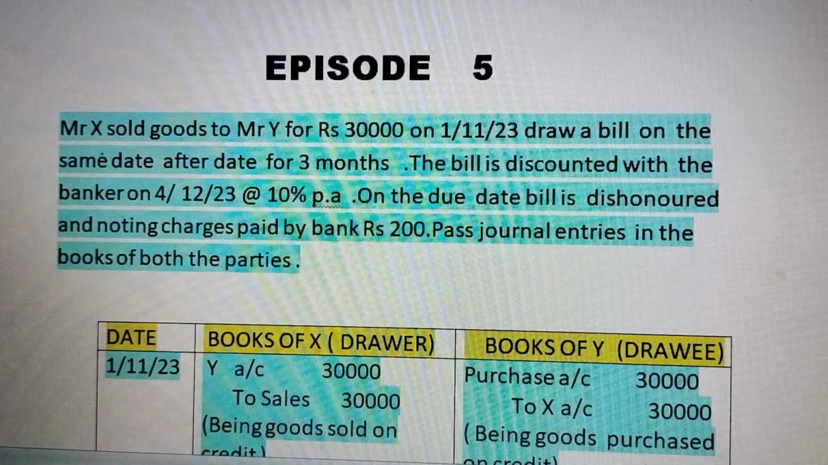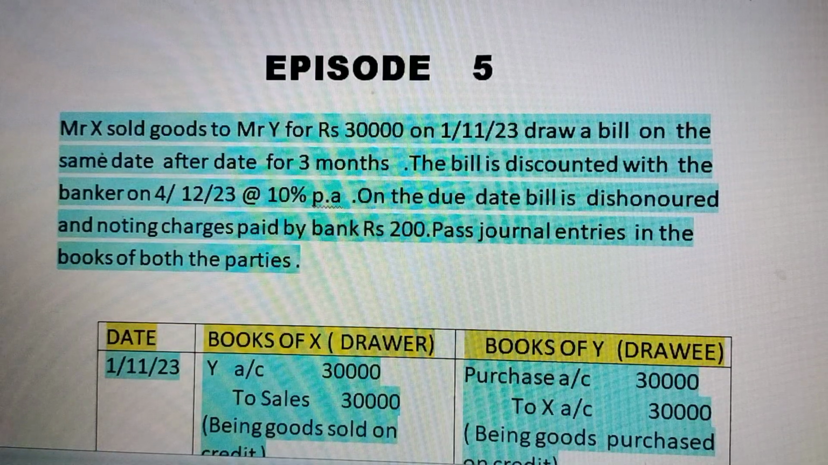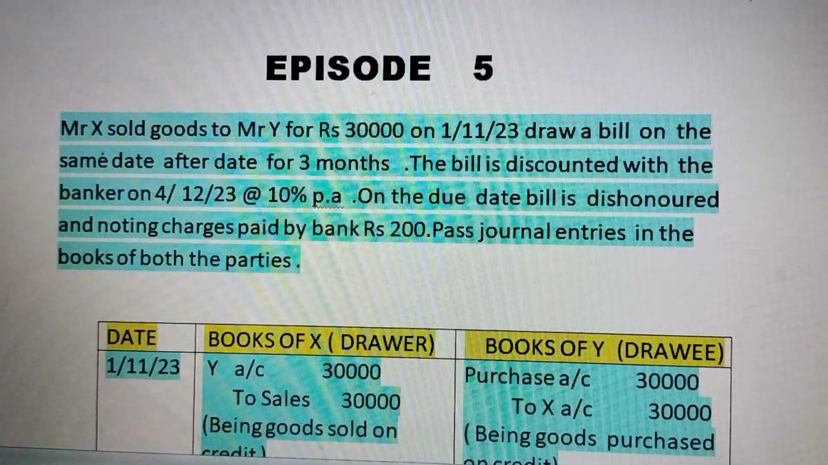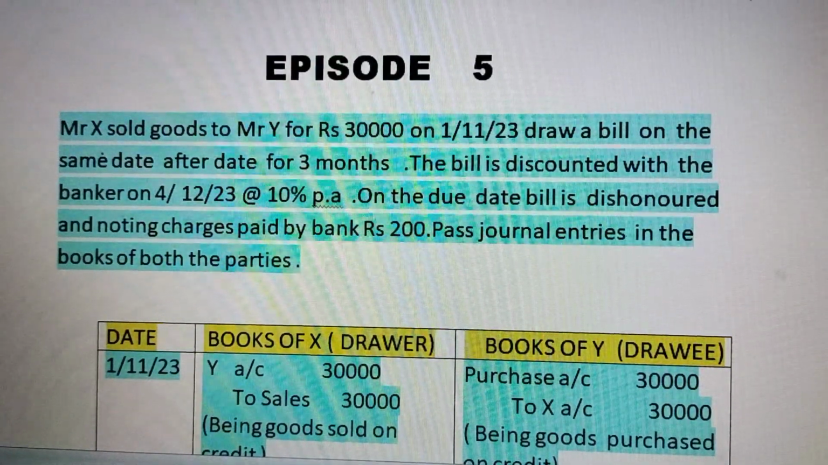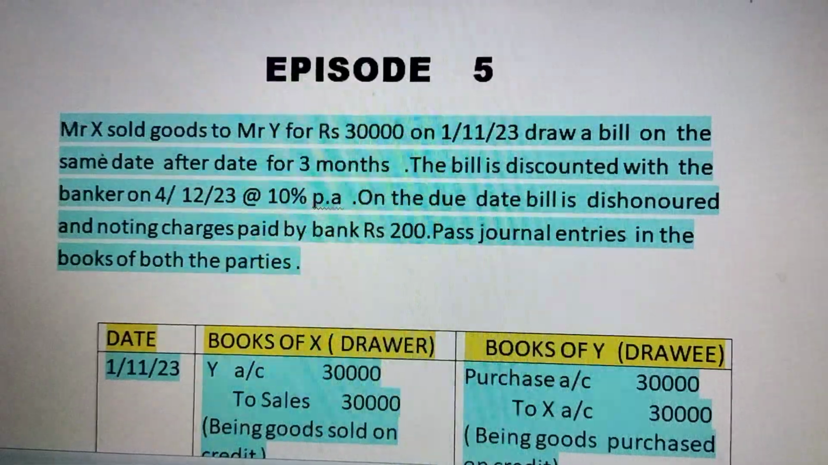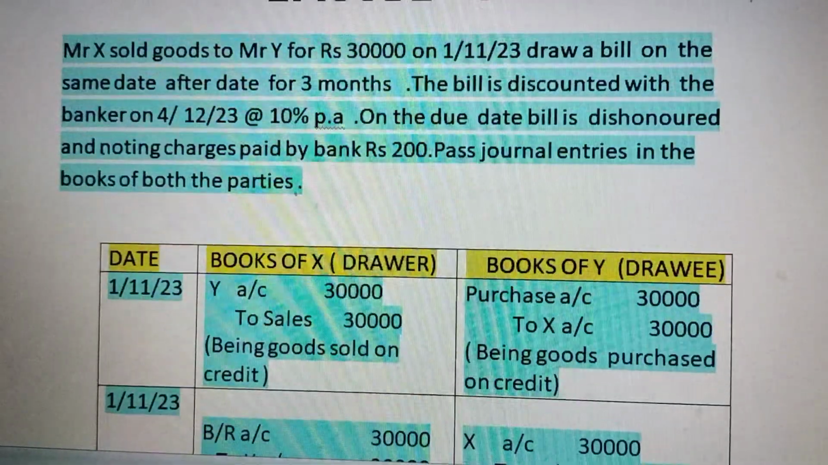Okay, so X has sold goods to Y. So in the books of X, we need to pass entry for goods sold, bill drawn, bill discounted and bill dishonored. And in the books of Y, we have to pass 3 entries. One is for goods purchased, second is for bills accepted, and third is for dishonor of the bill.